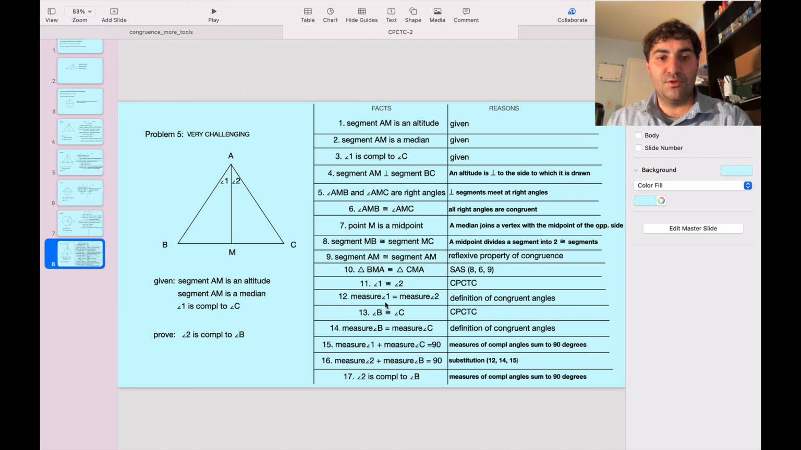But we know that measure 1 is equal to measure 2, right? So we can substitute measure 1 with measure 2, right? And then we know that measure C is equal to measure B, right? So if you just substitute it, you would get measure of angle 2 plus measure of angle B is equal to 90 degrees by substitution. And that's the definition of complementary, right? So angle 2 is complementary to angle B.